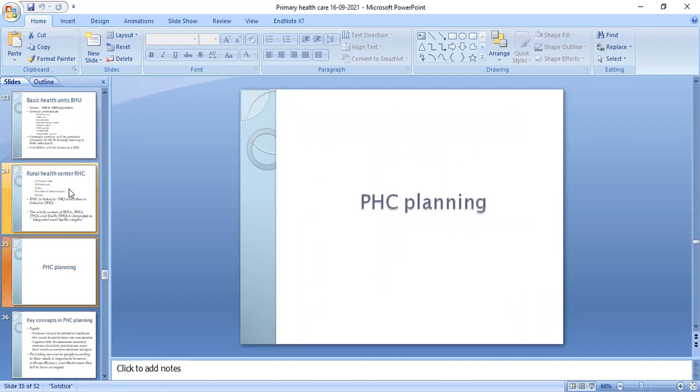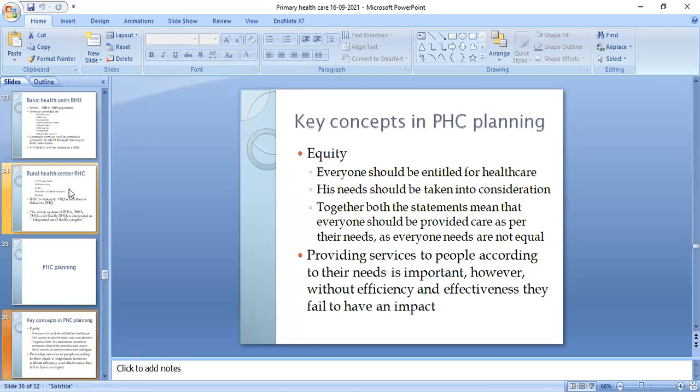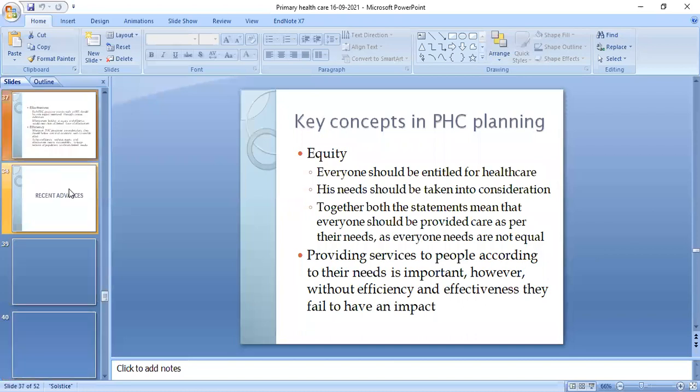On primary healthcare planning, the key concepts in primary health planning are equity, effectiveness, and efficiency. Equity: everyone should be entitled to healthcare, and their needs should be taken into consideration. Together, both statements mean that everyone should be provided care as per their needs, as everyone's needs are not equal. Providing services to people according to their needs is important. However, without efficiency and effectiveness, they fail to have an impact.